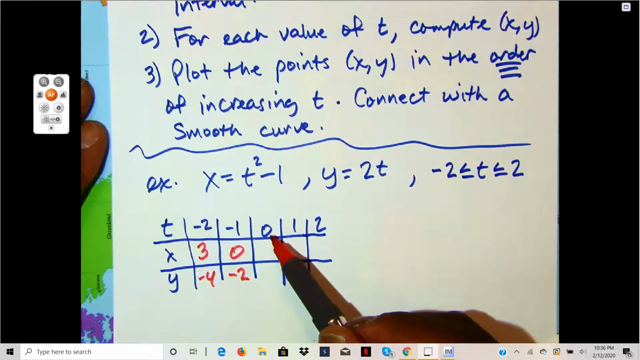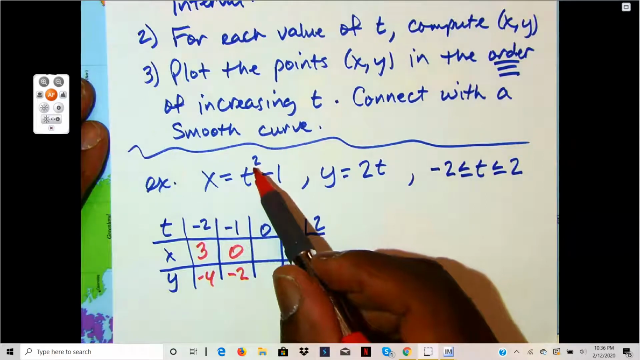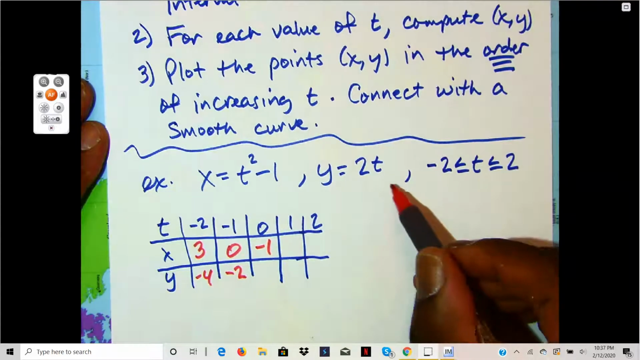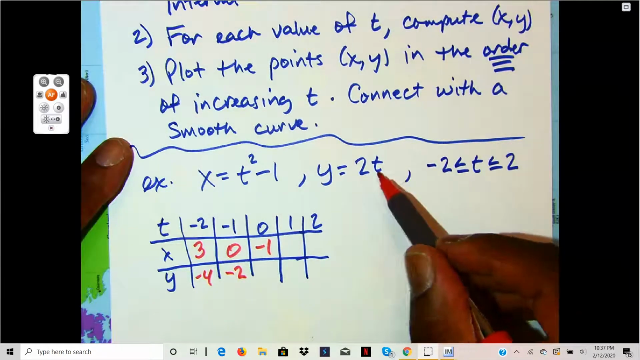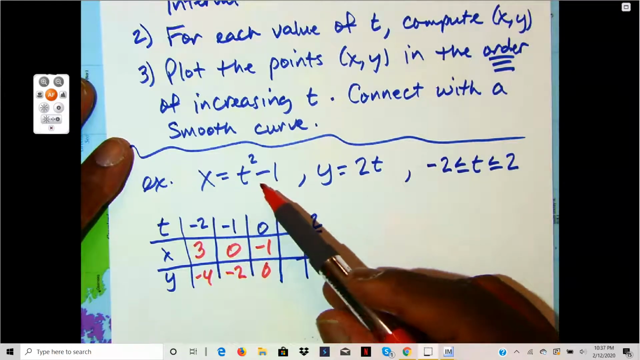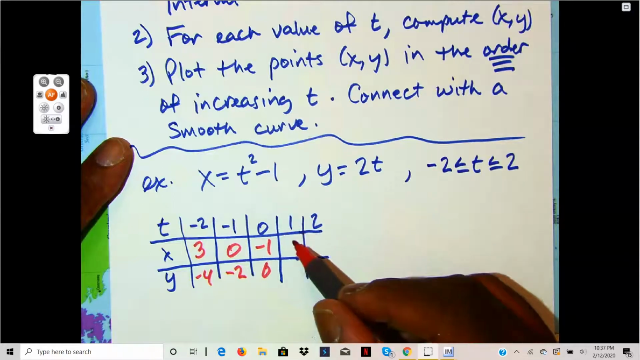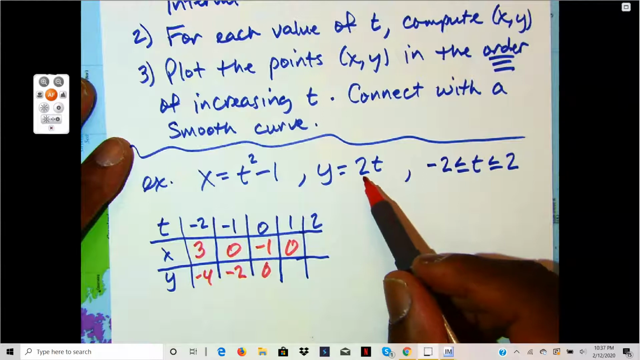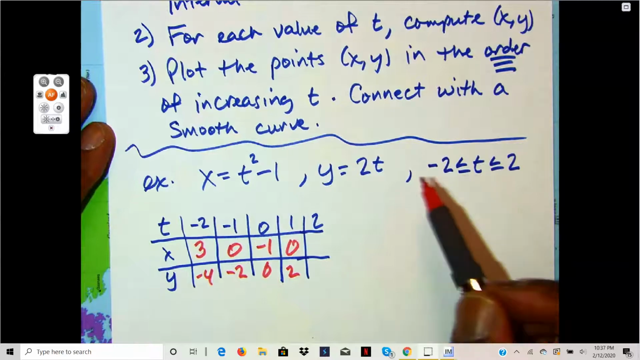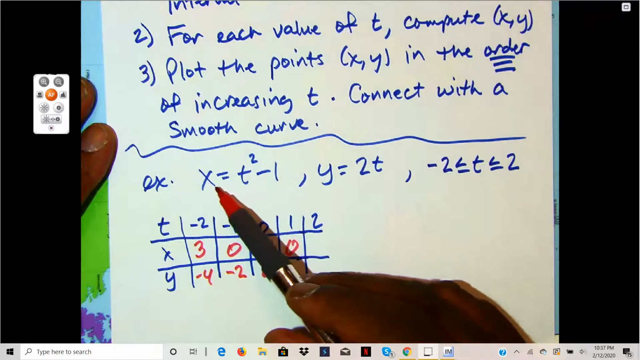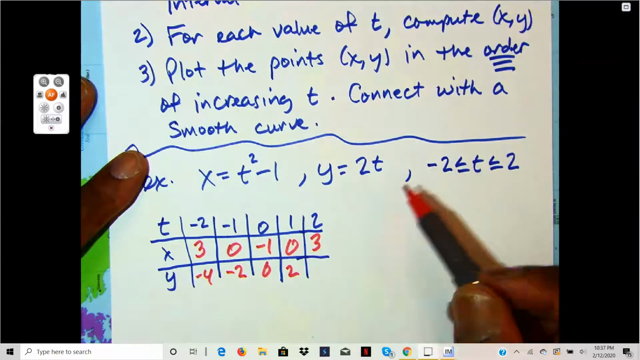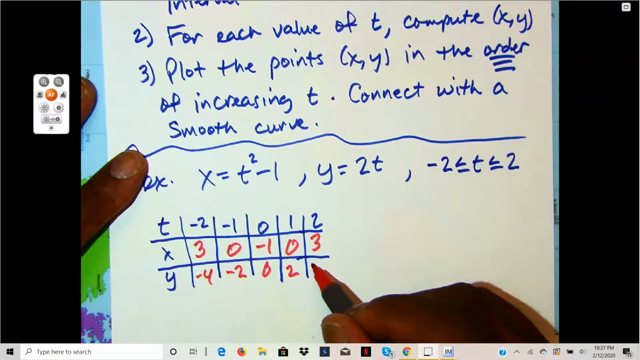At t equals 0, x will be 0 squared, which is 0, 0 minus 1, so it's negative 1. Y is going to be 2 times 0, which is 0. At t equals 1, x is going to be 1 squared, which is 1. 1 minus 1 is 0. Y will be 2 times 1, so that's 2. And finally, our last point in our interval, when t is equal to 2, x will be 2 squared, which is 4. 4 minus 1 is 3. Y is going to be 2 times 2, which is 4.